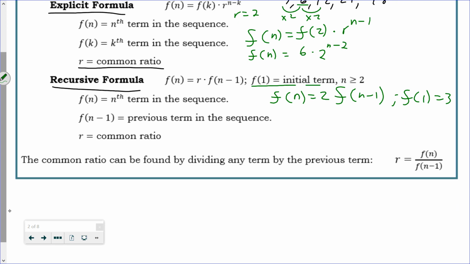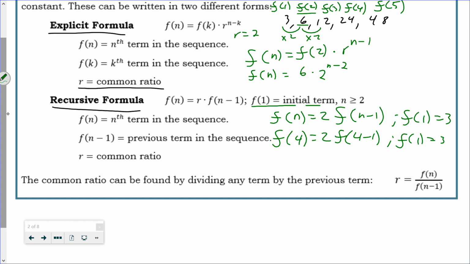If I want to know, like, the fourth term of the sequence, f of 4, I just plug in 4 for n, so it's 2 times f of 4 minus 1, when f of 1 is 3. Well, f of 4 minus 1 is f of 3. F of 3, you said it's 12. So f of 4 would be 2 times 12, or 24. And that's exactly what it is. Does that make sense?